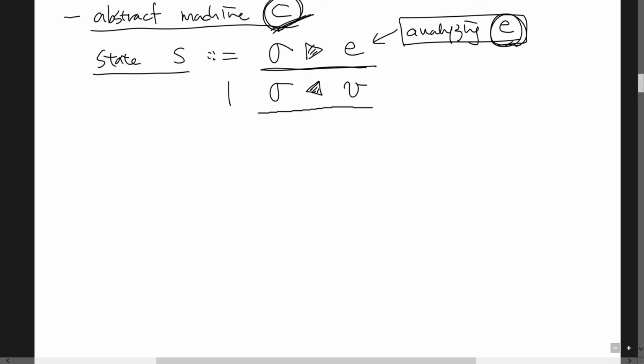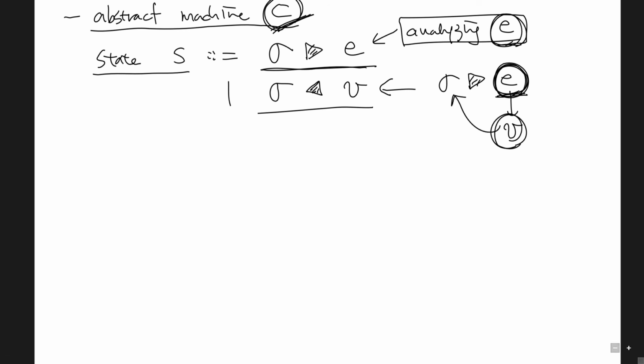And if the machine is in this state, that means that previously it had this state. And we have done everything we could do with this expression, and we have produced the value v. So in other words, we have finished evaluating this expression e, and the result is value v. Now we are returning this value v back to this stack of frames. So that's the idea.